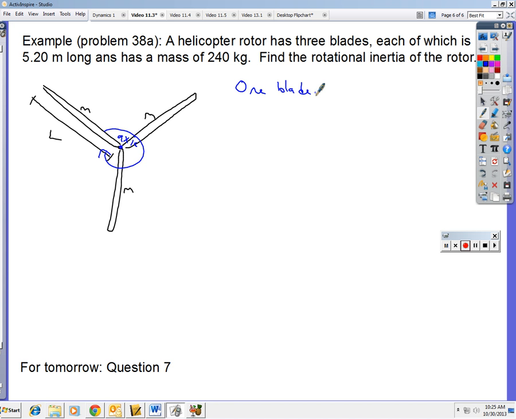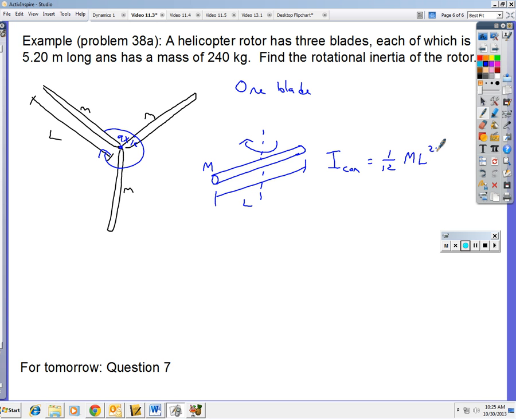Now, if we look on page 227 in the textbook, we find a whole bunch of different equations, none of which is a stick rotating about its end. However, we do find the moment of inertia for a stick of length L and mass m rotating about its middle. And that's I_COM because for a uniform stick like these helicopter blades, the center of mass is right in the middle. And so that's 1/12 mL squared.